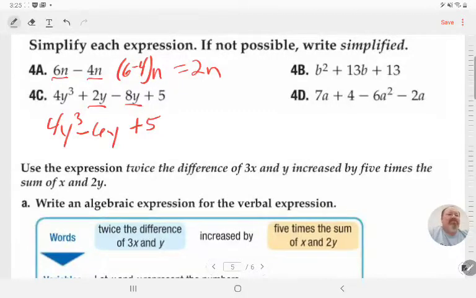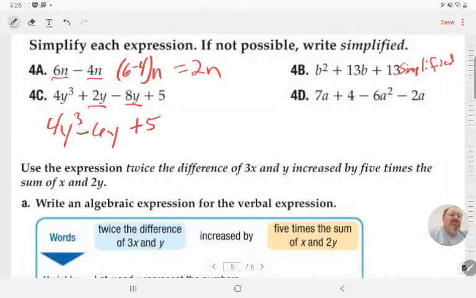Let's go 4b. Look at 4b. We have b squared, we have 13b, and we have 13. None of those are like terms, okay? Because the first one has the power of 2, the second one has the power of 1, and the third one has no variable. So this would just be simplified, okay? And then for D, 7a plus 4 minus 6a squared minus 2a.